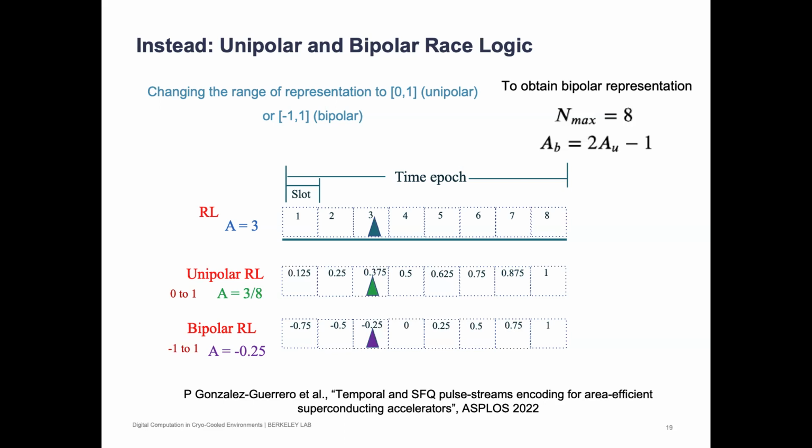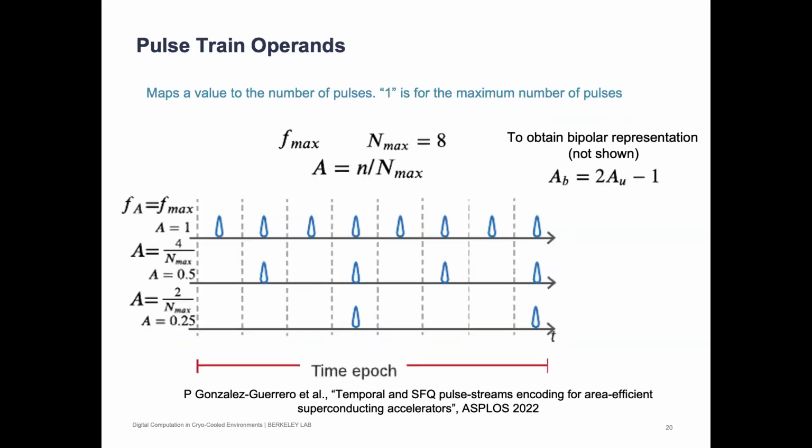So we're changing race logic to work in unipolar and bipolar, either 0 to 1 or -1 to 1. So that's one operand type. The other operand type, again from stochastic computing, is pulse trains. And with pulse trains now, the time of arrival of pulses doesn't matter. It's how many that tell us the value.